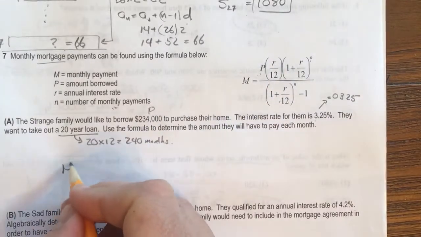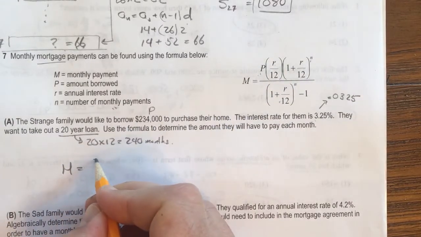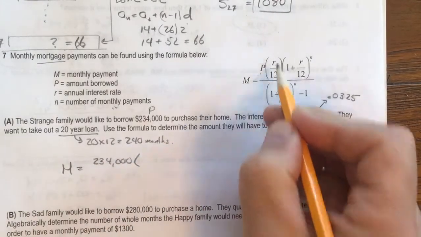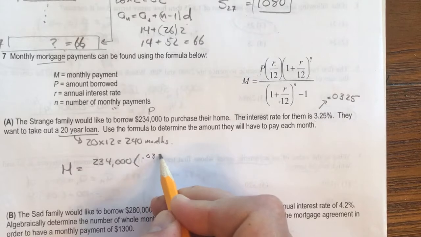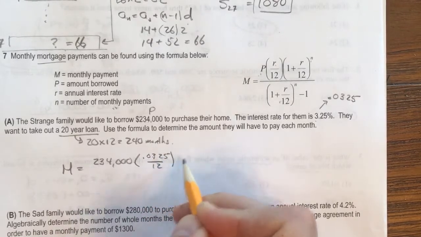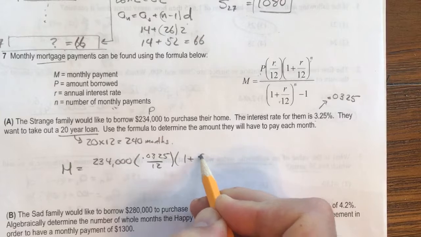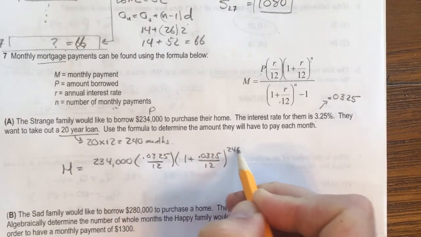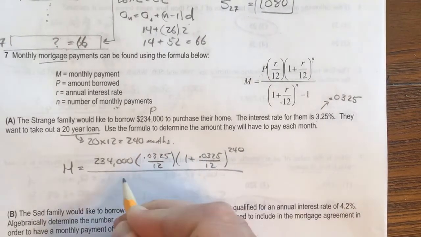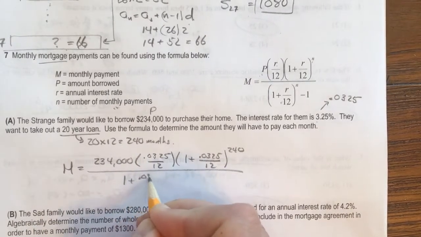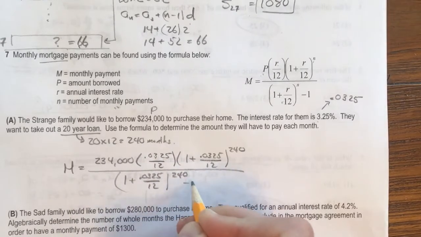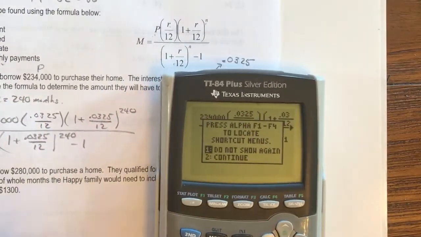Put all that into the formula. So it's a lot of numbers, but it would look like this. The rate divided by 12. 1 plus the rate divided by 12 raised to the 240th power, okay? And then down below, 1 plus the rate divided by 12 raised to the 240th power minus 1. Now that's a lot to type in, so I took the liberty of putting it in already.